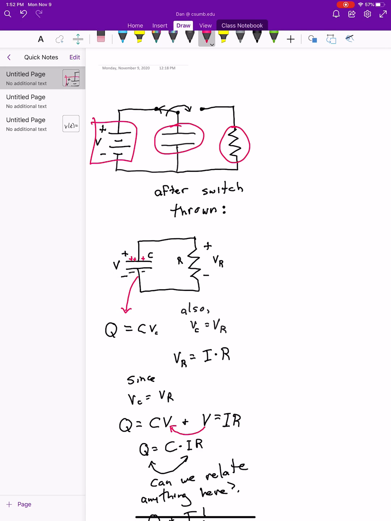So the switch is initially in this position, and at a certain time after the capacitor is at the same voltage as the battery, which happens really quickly, we flip the switch and we end up with this circuit, and the battery is effectively out of the circuit at that point. So we really just have the capacitor and the resistor. Okay, so what's going to happen there?